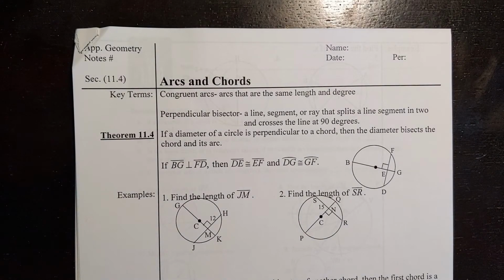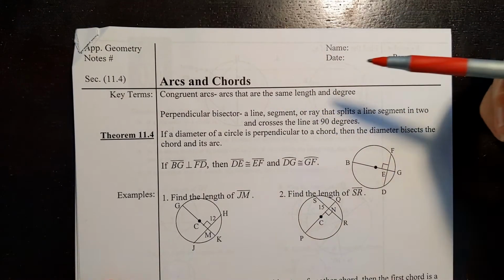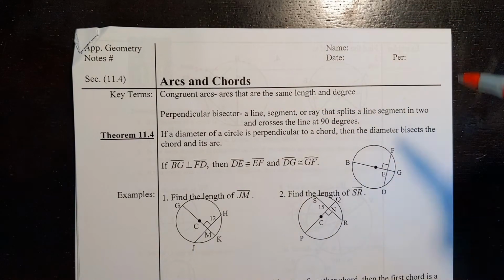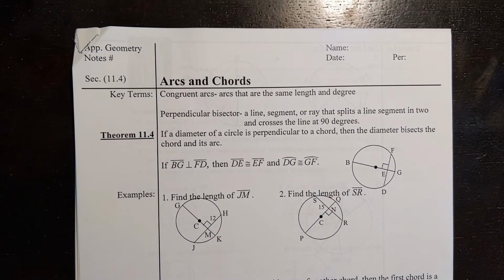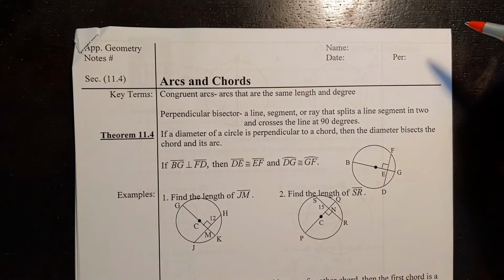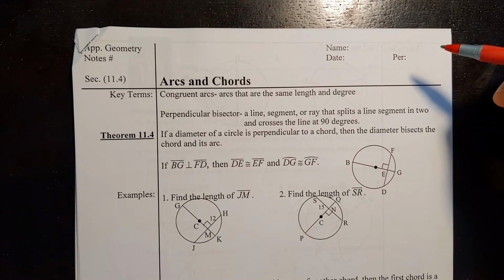Okay, these are notes 11.4, arcs and chords. So vocabulary, congruent arcs, remember those are arcs that are the same size, same shape. So it's going to be from either the same circle or the same size circle.